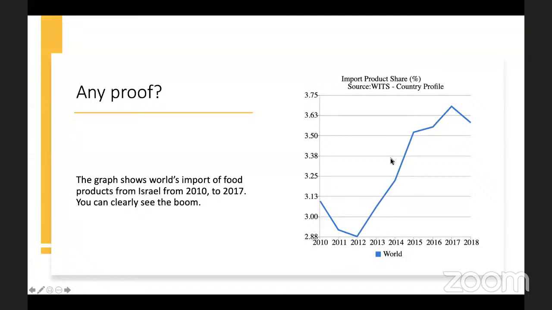And check this graph. This graph shows how much food export they are doing to the world. In 2012 it was just 2.88 million, right? It boomed up in 2015 to 3.5, and again in 2017 it was more than 3.63. You can see the difference clearly. Israel has been feeding the whole world with its food products using IoT technologies within agriculture. So I think this proof is enough to convince you guys.